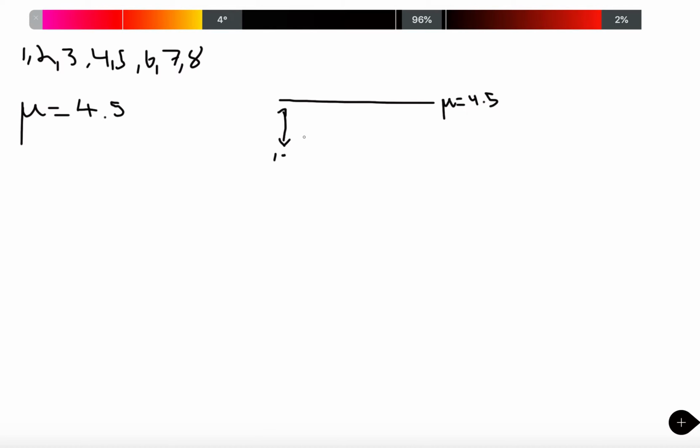Let's say this is 1, this is 2, this is 3, this is 4, 8, and so on.